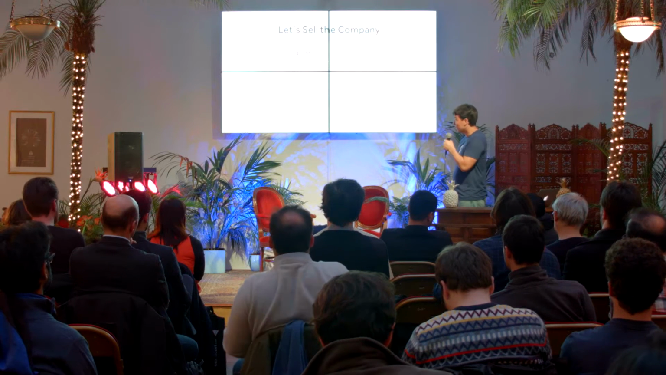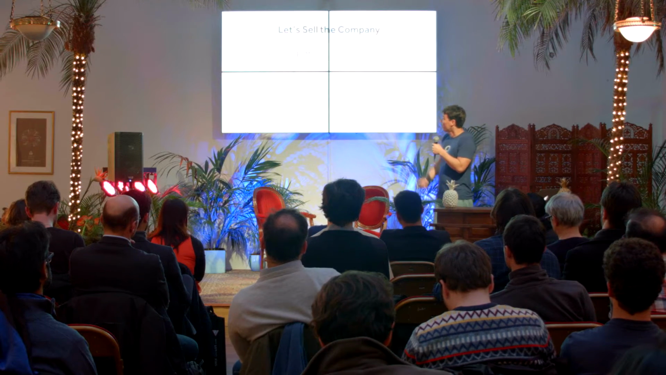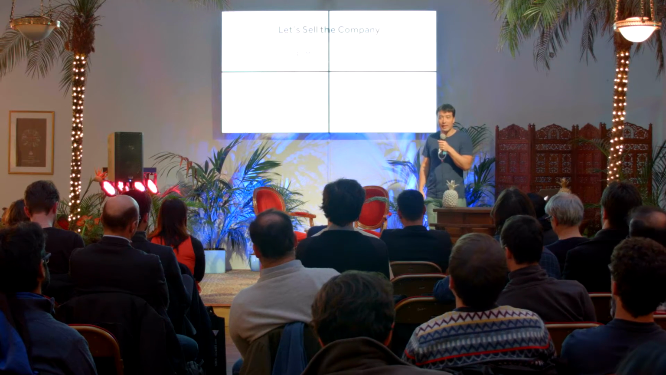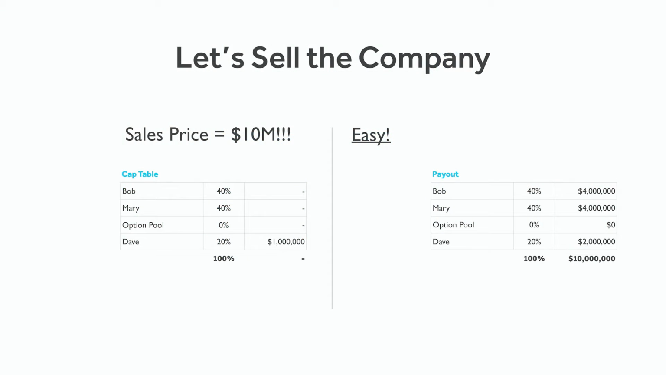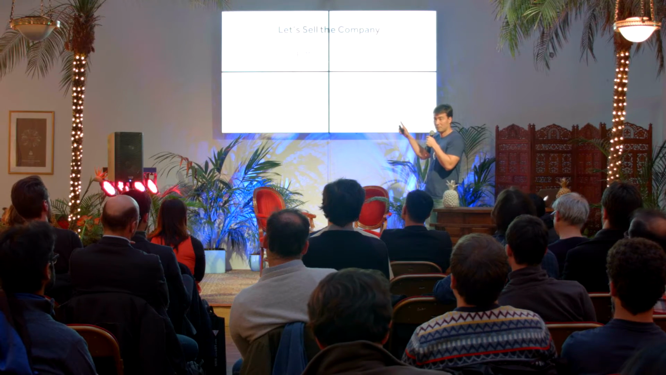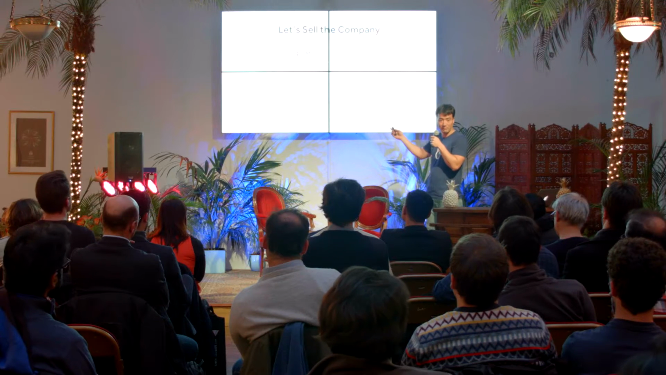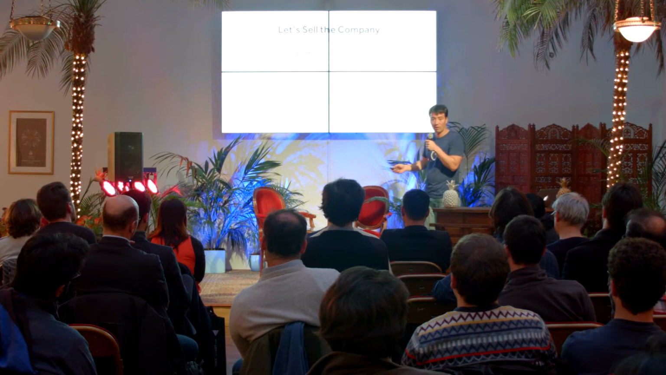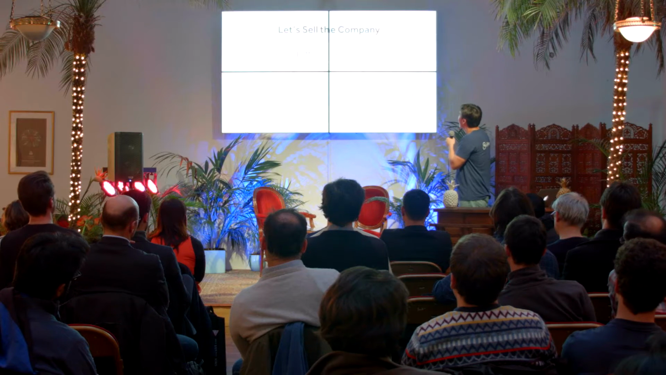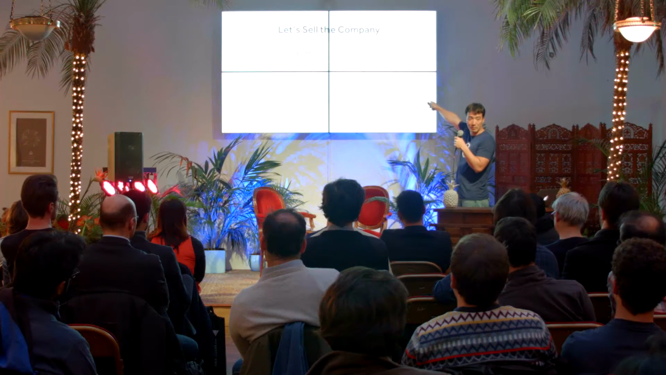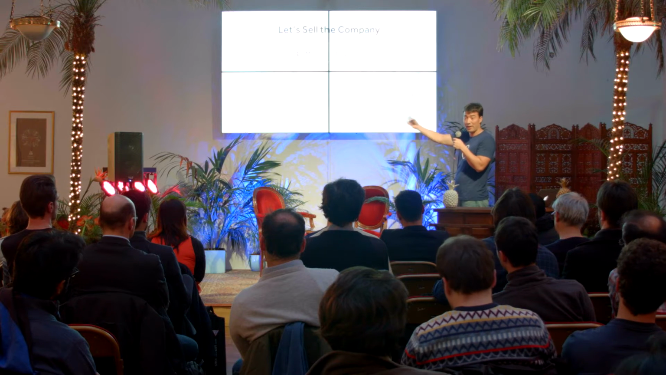Let's sell the company. So Bob and Mary, they do great, and they go sell. A year later, they sell the company for $10 million. How much money does Dave get? Guess? $2 million, right? Because he owns 20% of the company. Pretty simple. Bob and Mary both get 4. It's a great outcome. Okay, easy. Just divide by the percentage.